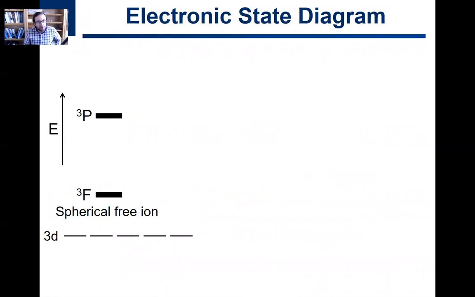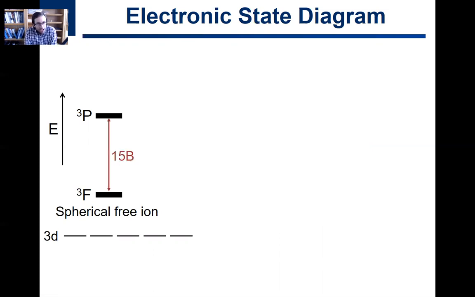All right, so here we are. Now we can get to some good stuff. We have triplet F ground state, triplet P excited state. Spherical ion. No ligands, not octahedral symmetry. At this point, all 5 d orbitals are the same in energy.